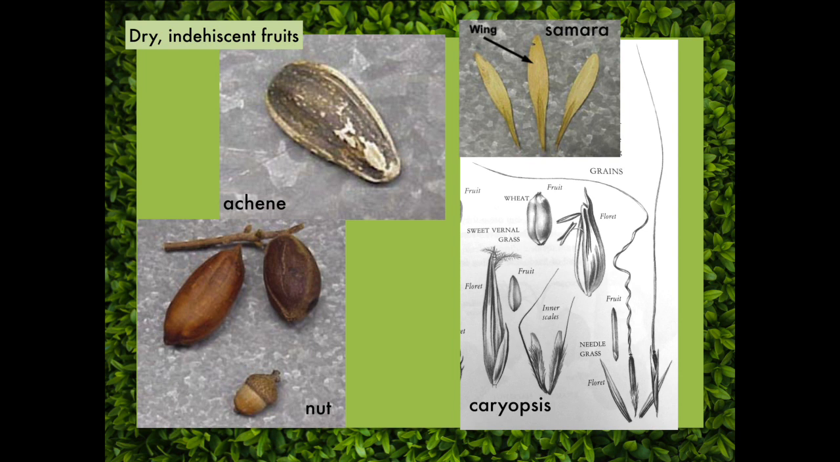Indehiscent fruits are fruits that are dry, but they do not open along a designed suture. And we've got 4 types of dry indehiscent fruits. Achenes, like a sunflower seed, is a really great example of an achene. Samaras, or some people say samaras, that are winged fruit. Nuts, true botanic nuts, which, like berries, are a little bit different from what you're accustomed to thinking of as nuts. And then grains, or caryopses, which are the fruits of the grass family.